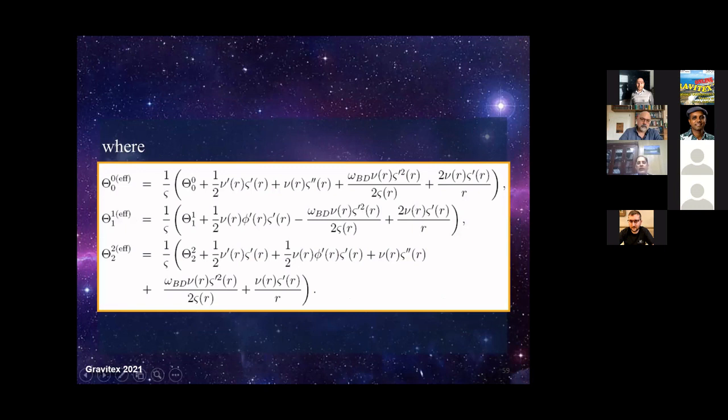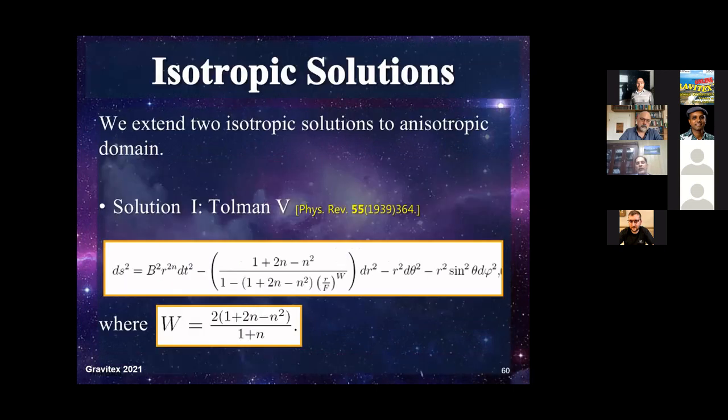Okay, in this scheme, we first assume an isotropic solution. So we extend two isotropic solutions to an anisotropic domain. First, we assume the Tolman 5 solution. This is given by this expression, where omega is here.